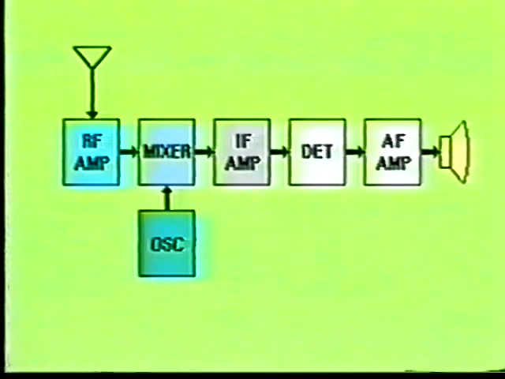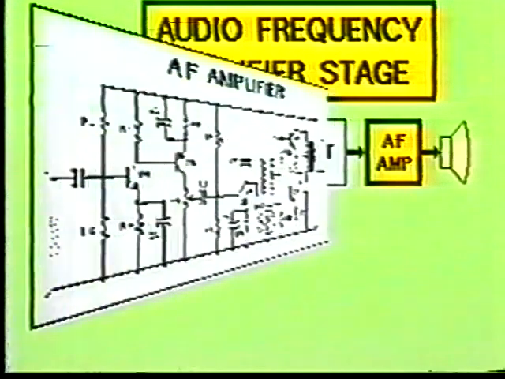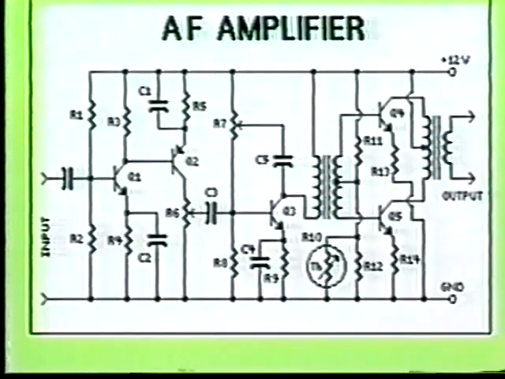The final stage of the superheterodyne receiver is the audio amplifier stage. The purpose of the audio amplifier stage is to increase the level of power of the audio frequencies produced by the detector stage to a value sufficient to drive the speaker system. Here you see a general purpose 4-stage transistor amplifier capable of producing 10 watts of power if proper heat sinks are used with the power transistors in the final stages.